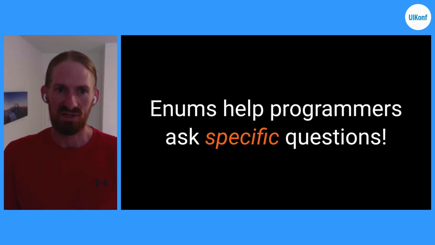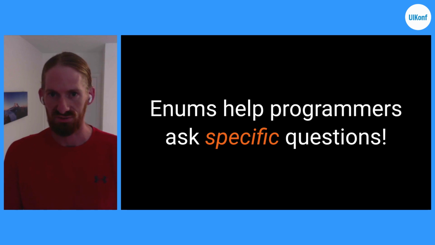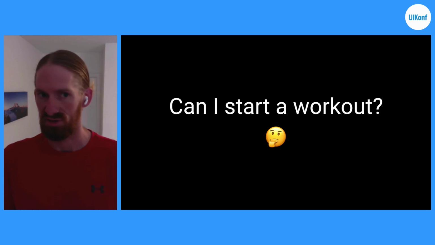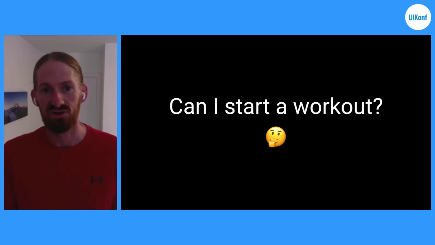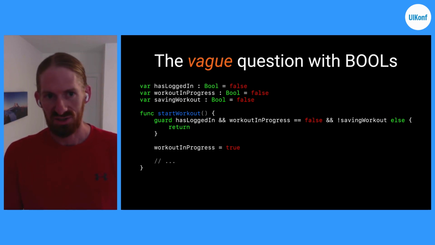Even though we've created an enum to accurately describe the state of our object, we still have to update our code to ask specific questions using the enum that we've defined. This is the question that we're trying to ask in our guard statement. Can this method start a workout right now? But that's not what the code here is asking yet. The question it's asking is still actually pretty vague.